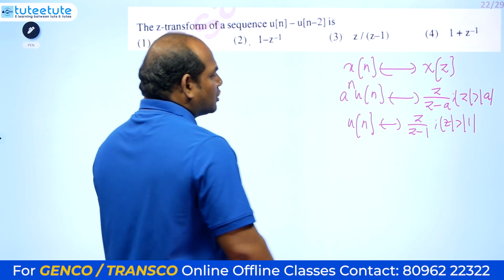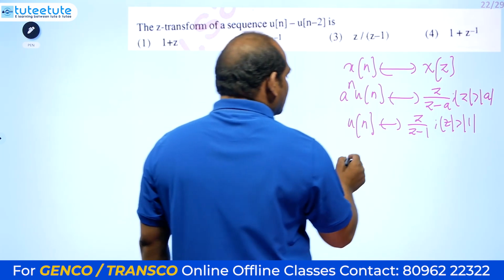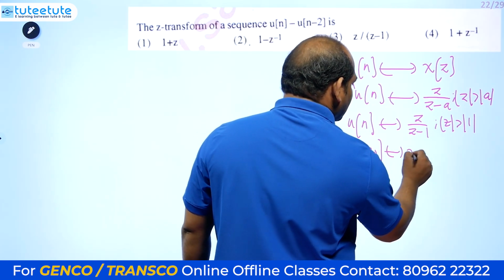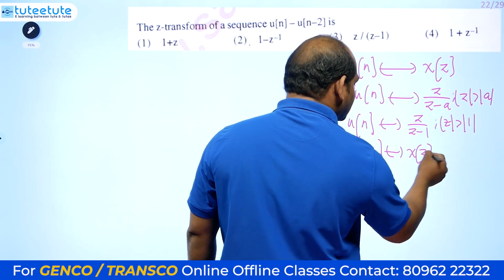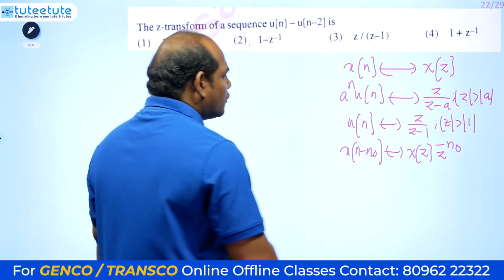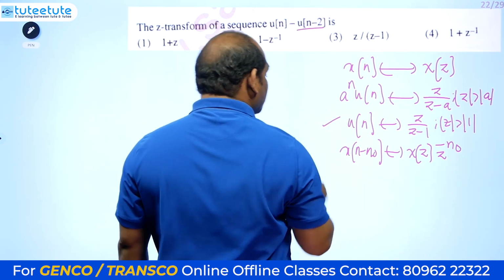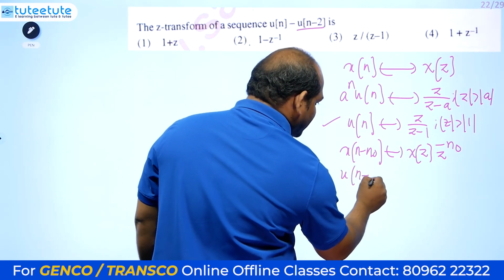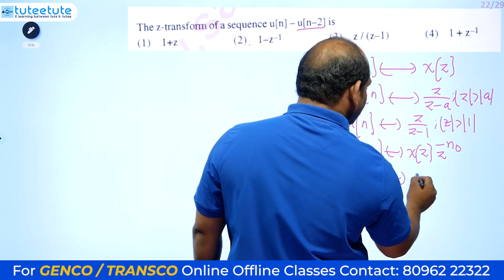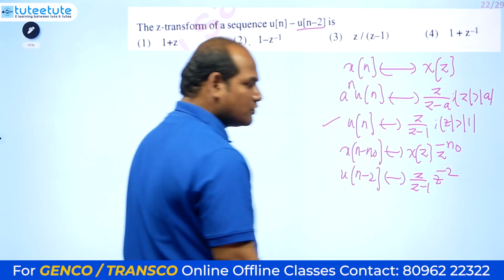Now using this particular shifting property, x of n minus n naught has the Z transform X of z into z power minus n naught. Now you apply what we require here. U of n is over, but here u of n minus 2 is also there. So for u of n minus 2, when you have shifting, what will be there? z by z minus 1 into z power minus 2. Like this we can write.